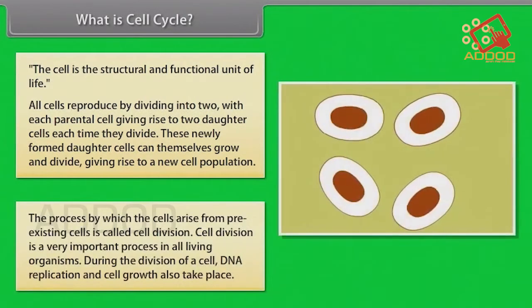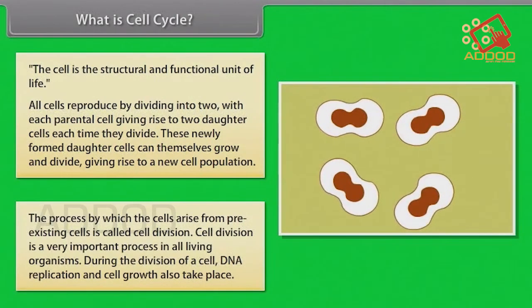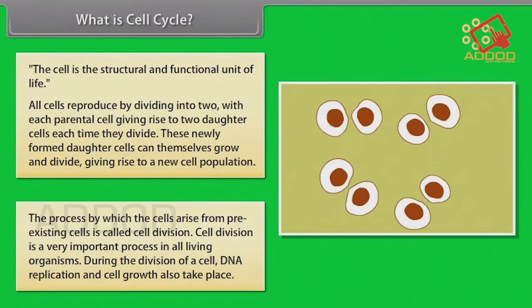The process by which cells arise from pre-existing cells is called cell division. Actually, it is a very important process and found in all living organisms. During the division of a cell, DNA replication and cell growth also take place. Now let us know cell cycle.